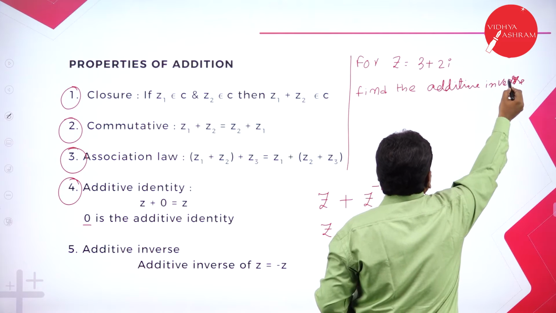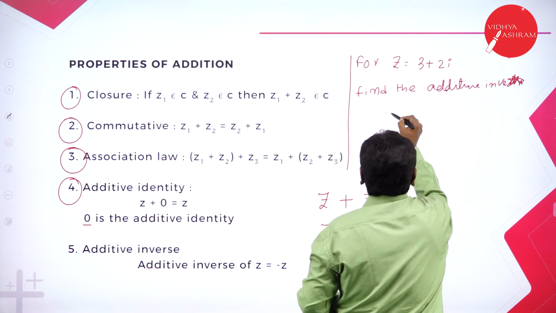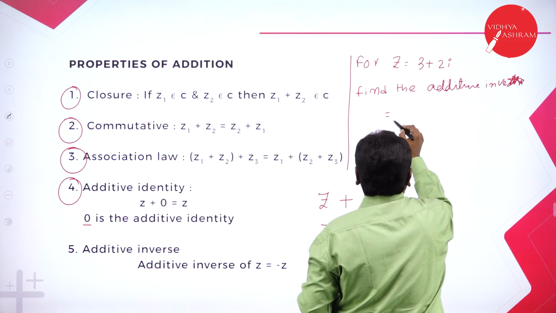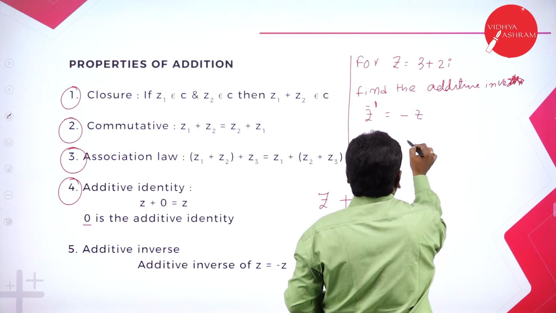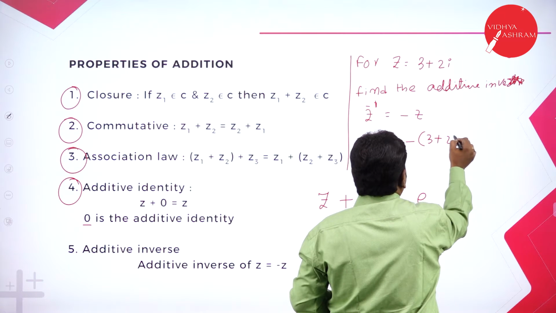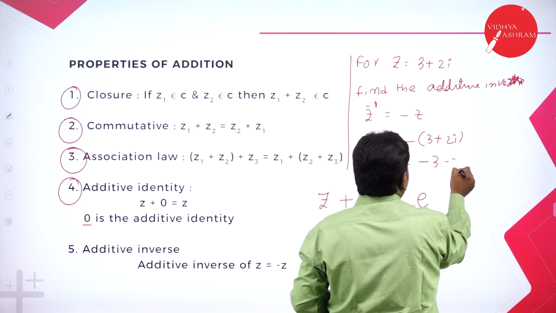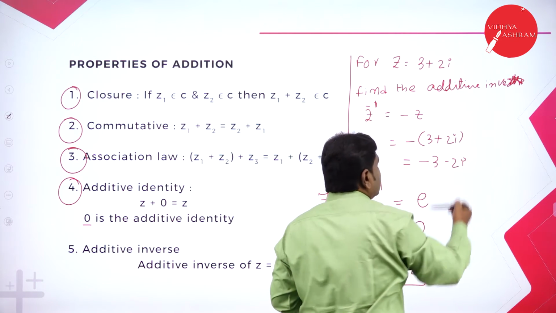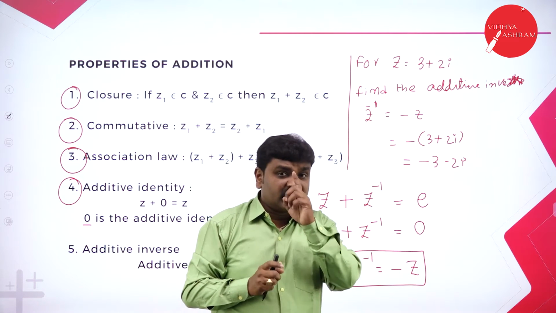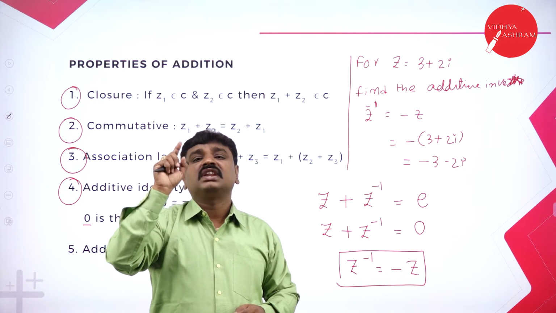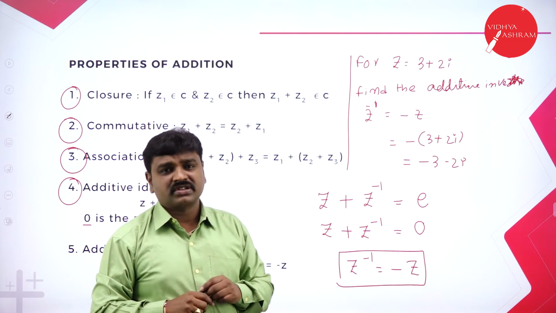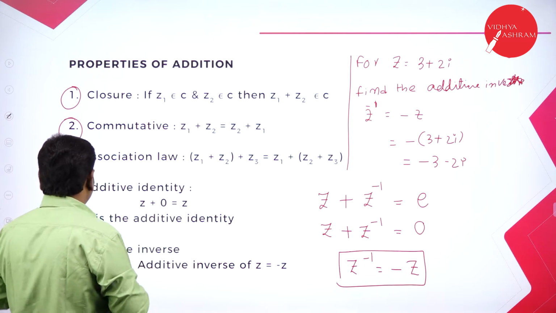Additive inverse is, find the additive inverse. So they want z inverse. Z inverse is minus z, that is minus 3 plus 2i, that is minus 3 minus 2i. Means if I add this and this, I will get the identity element called 0. For addition, 0 is the identity. For addition, minus z is the inverse of z, because when you add z and minus z, you will get 0.